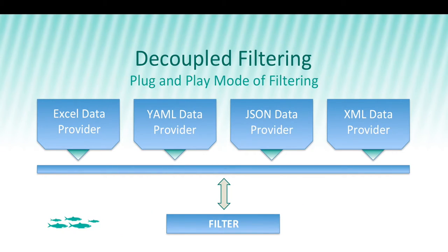This is how the filtering mechanism looks in a data provider. We have the data providers which read the data from the file, and there is a filter which you can use to apply on the data and filter it as per your needs. SeLion provides a couple of default filters which you can use. If you feel they are insufficient, you can always write your own filter and plug it into SeLion.